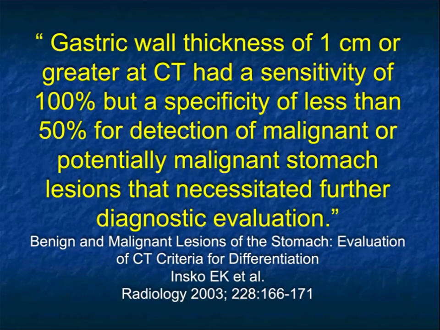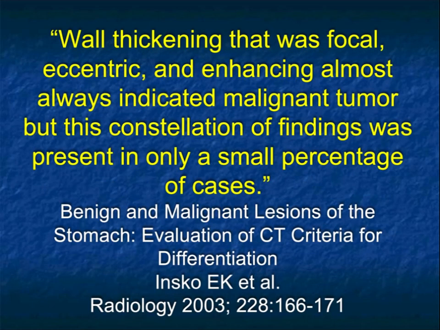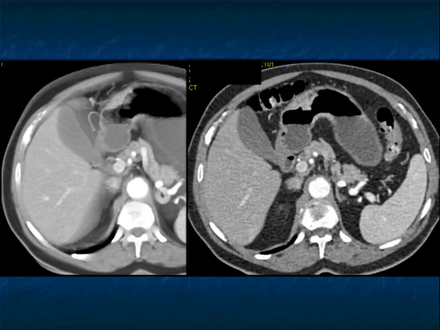Now, people look at ways, how can you be certain? Well, if you say gastric wall thickness of a centimeter or greater, well, then it had a sensitivity of 100%, but a low specificity in this article by INSCO. It's an old article, but it still makes the point. If you see thickening that was focal and eccentric and enhancing, then it's always going to be a malignant tumor. Unfortunately, that's a small percent of cases.